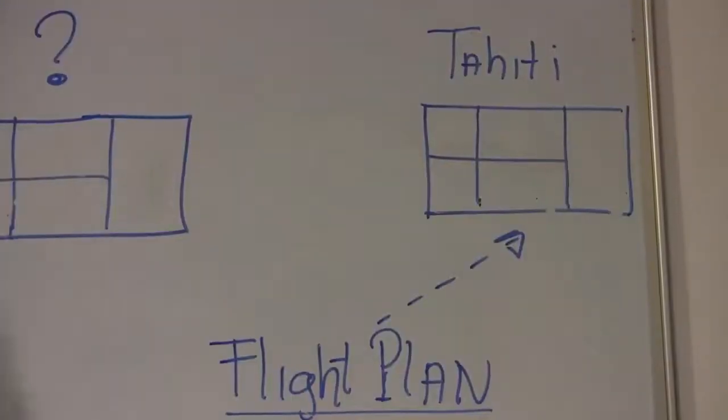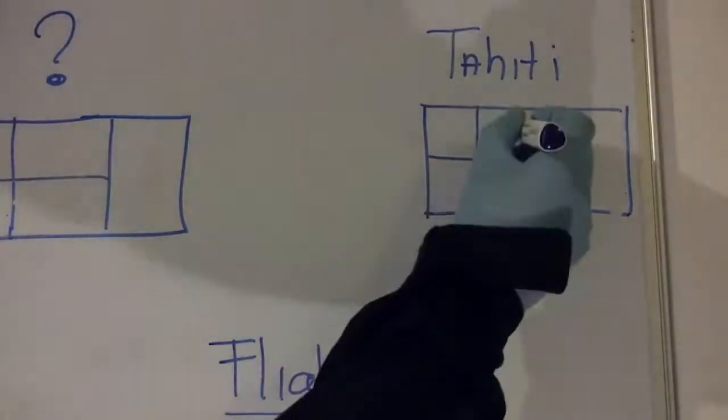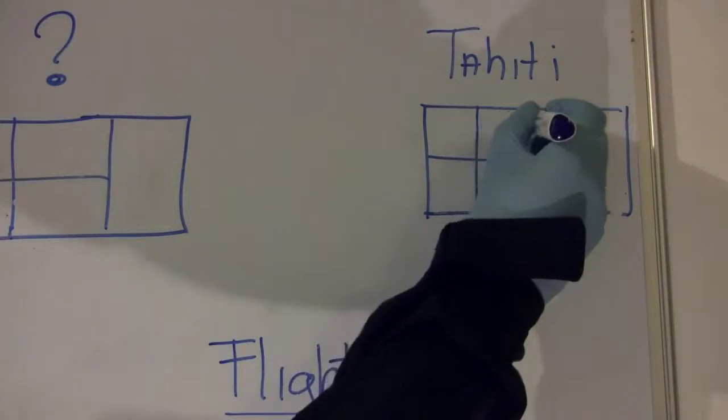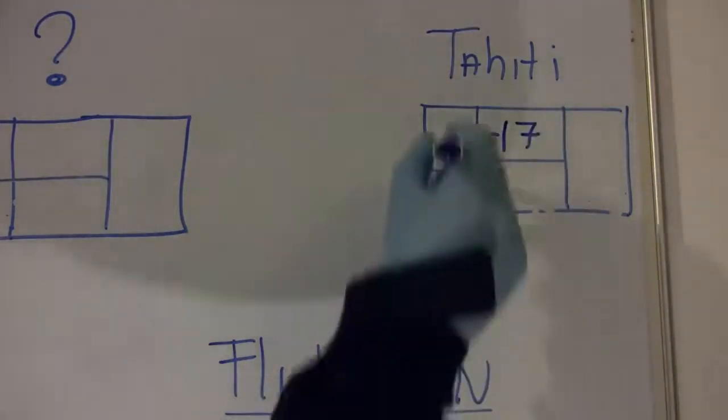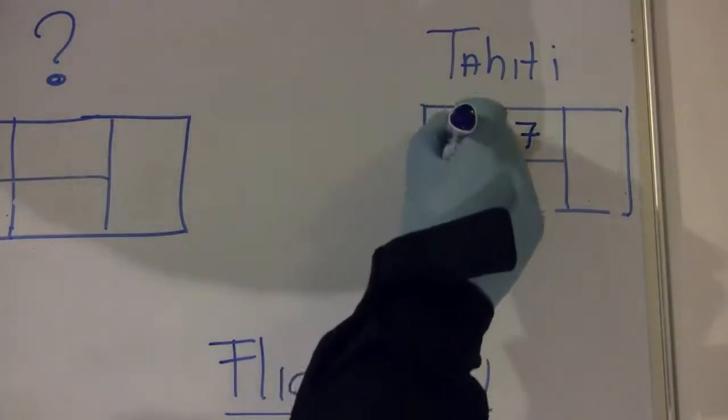We found our first coordinate for Tahiti. That is 15 degrees plus 2 degrees. It's 17 degrees below the equator. It's on the latitude line.